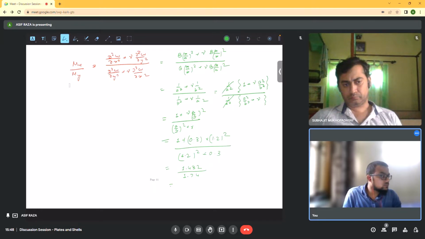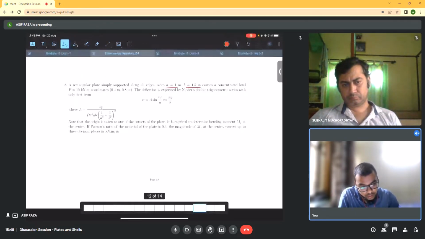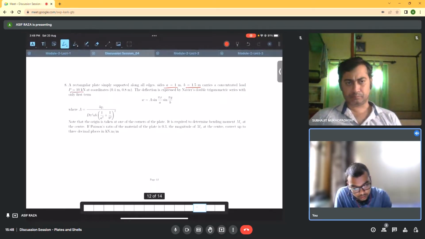Now the last question of the day. There is a rectangular plate simply supported along all the edges. Sides a equal to 1 meter and b equal to 1.5 meter, carries a concentrated load P equal to 10 kilonewton at the given coordinates. Deflection is expressed by Navier with only the first term as this, where A value is given by this. Determine the bending moment.